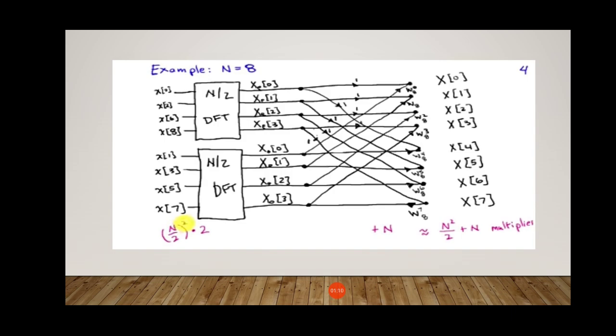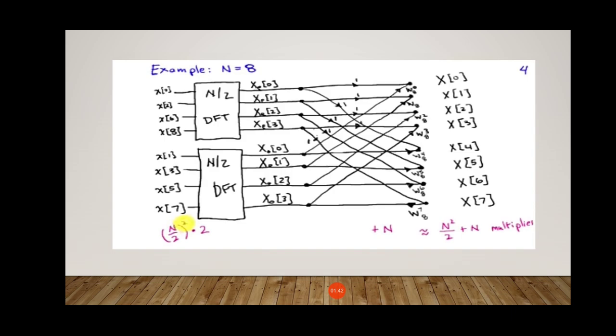W_N^(k+N/2), that is when the twiddle factor index is greater than N by 2, when k is greater than N by 2, then it can be written as minus of W_N^k. So how is our FFT affected by this characteristic of the twiddle factor?